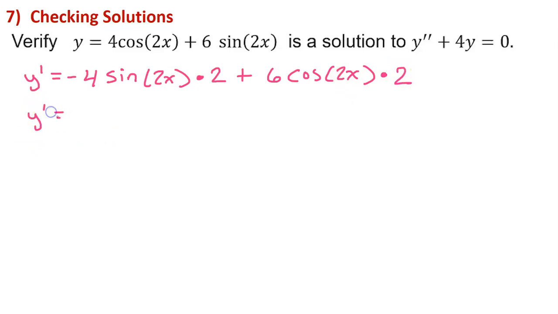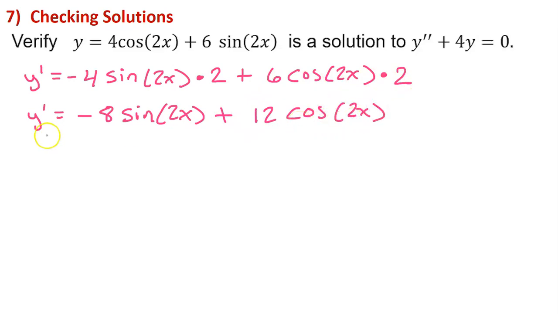Simplifying a tiny bit, I have negative 4 times 2, which is negative 8. So negative 8 sine 2x. And I have 6 times 2, which is 12. 12 cosine 2x. This is y prime. Now I need to find y double prime.